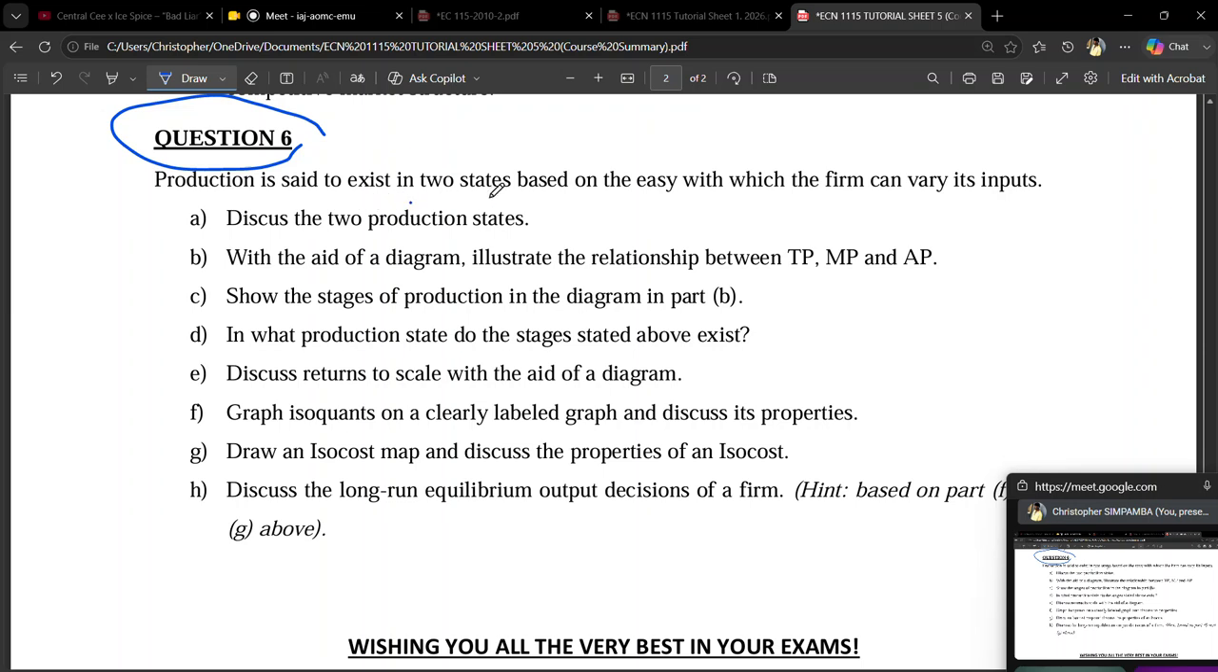Production can exist in two states, based on the ease with which the firm can vary its inputs. So for A, we're going to find that production varies in two states, and those two states are the short run and the long run.